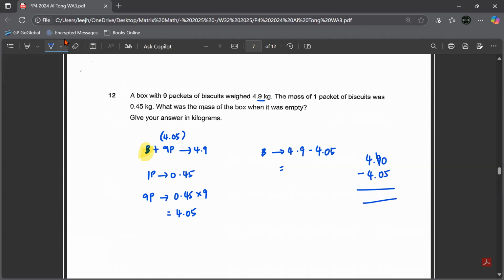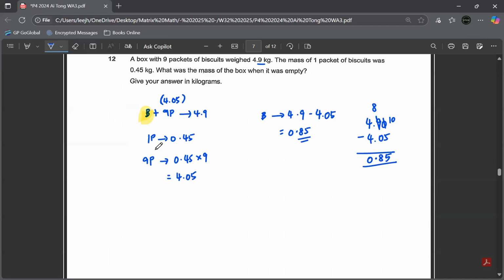So 0 cannot minus 5, borrow, this is 8, this becomes 10. 10 minus 5, 5, 8 minus 0, 8. Decimal point, 4 minus 4, 0. So the box is just 0.85 kg. So give your answer in kilogram, your answer is just plainly 0.85 kg. Remember to write down, okay? The unit is very important.